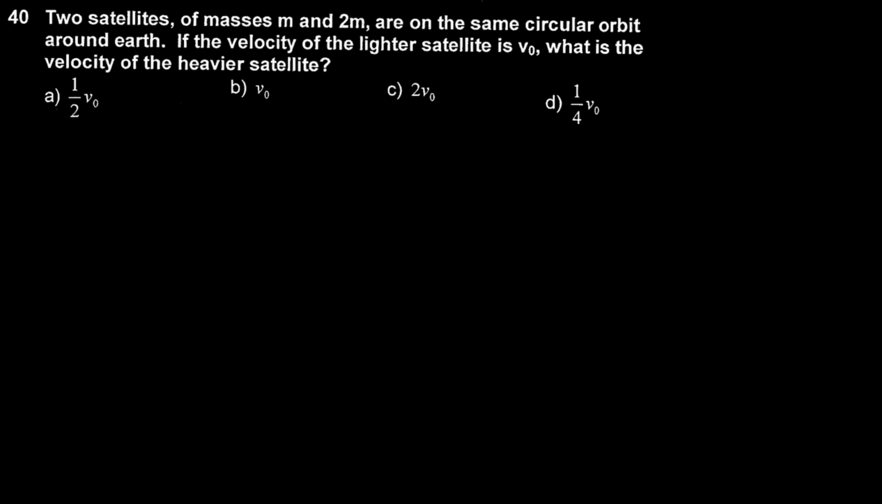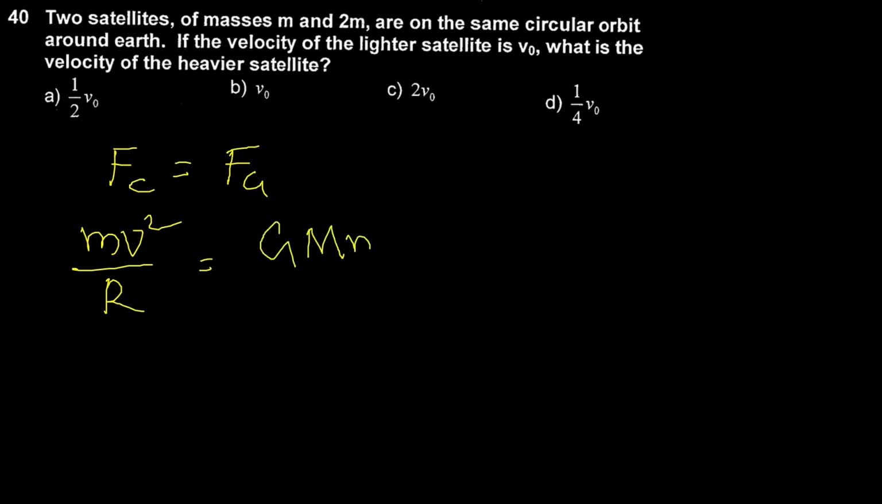Next question. Two satellites of masses m and 2m are on the same circular orbit around Earth. If the velocity of the lighter satellite is v0, what is the velocity of the heavier satellite? For satellites rotating around Earth's orbit, centrifugal force Fc is equal to gravitational force Fg. Fc is defined as m v square by r, where m is the mass of the satellite, v is the velocity of the satellite, r is the orbit radius. Now, gravitational force Fg is equal to G M m by r square, where capital M is the mass of the Earth.